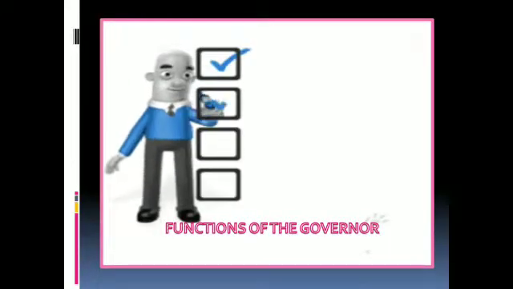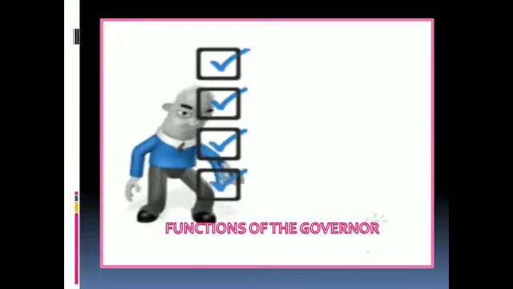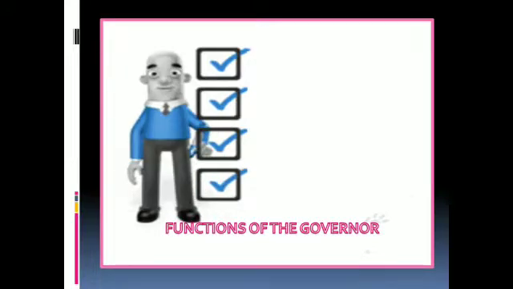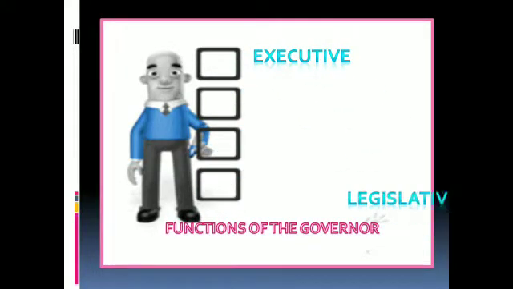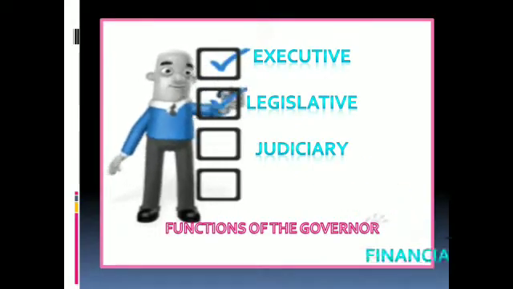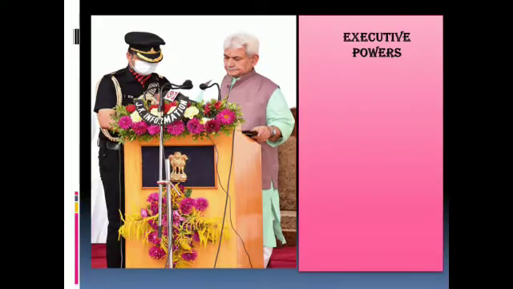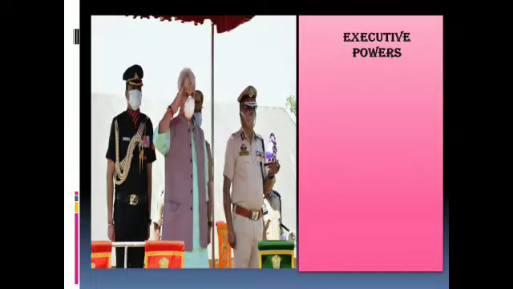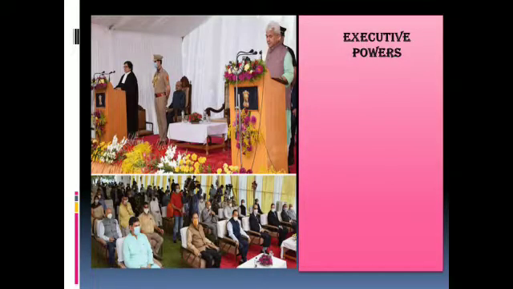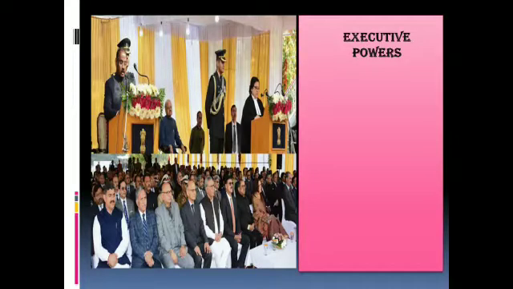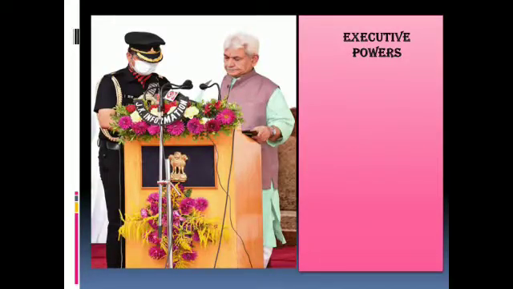Next, we are going to see the functions of the governor. So, executive, legislature, judiciary, and financial powers we are going to see. Number one, executive powers. Executive powers means executing the laws in the state.